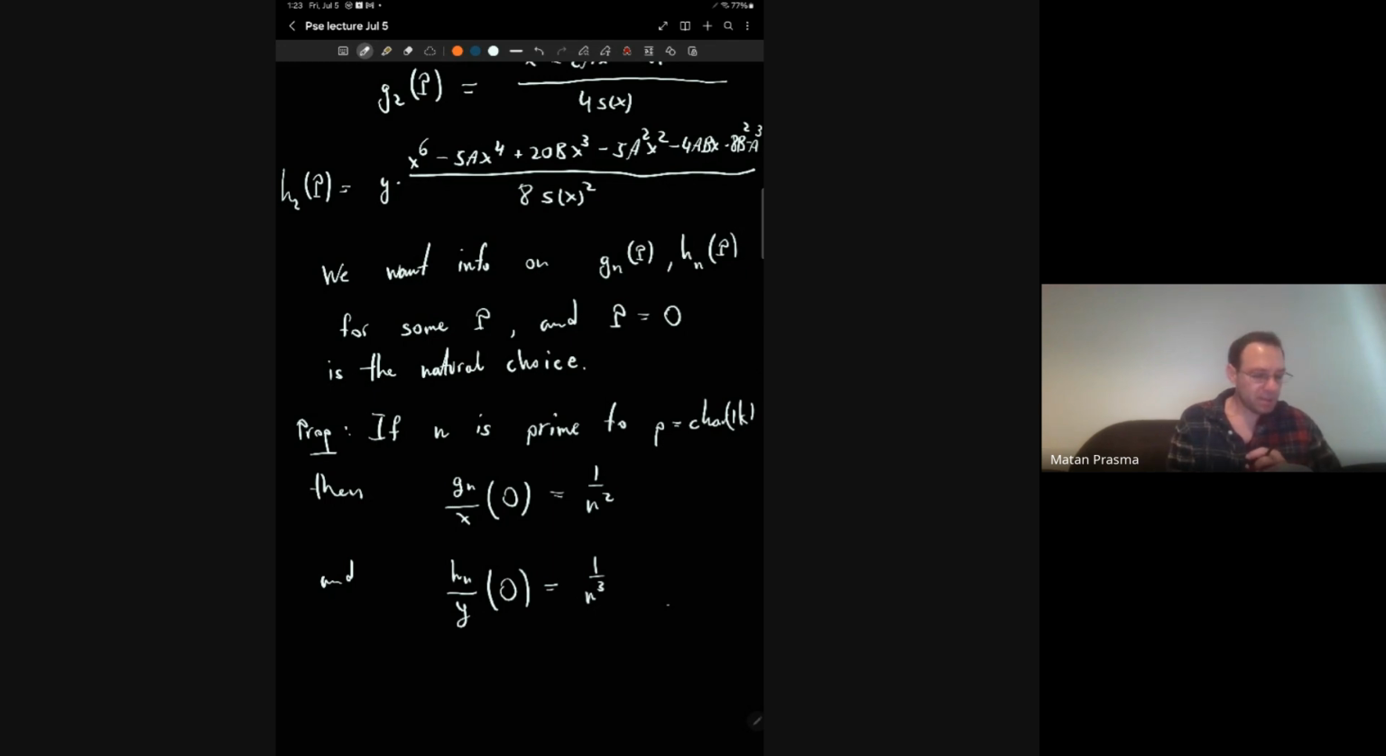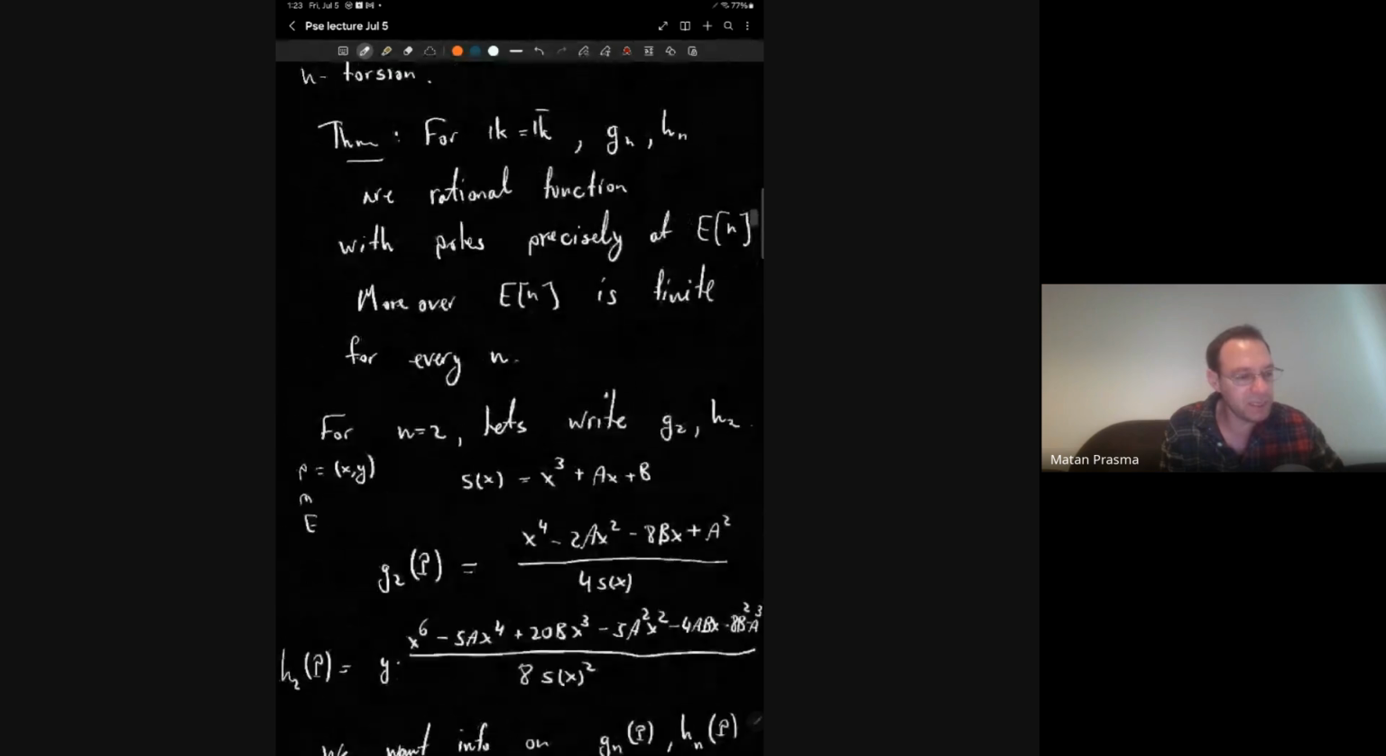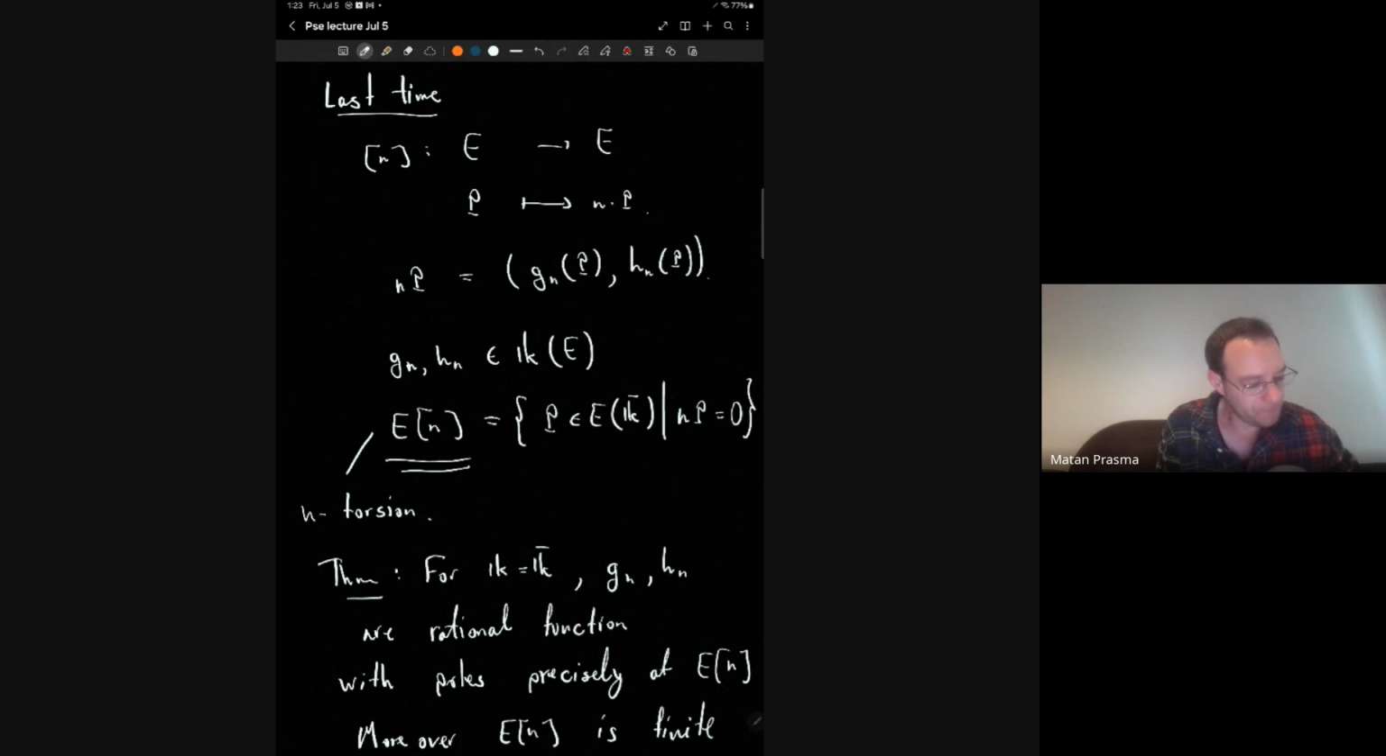Okay, and this gives you a hint of what we're going to use it for, because this n squared is essentially what we want. We want to prove that E_n is isomorphic to Z_n times Z_n, and it would follow very easily from the classification of finite abelian groups if we know that E_n has order n squared. Okay, so this is the general goal.